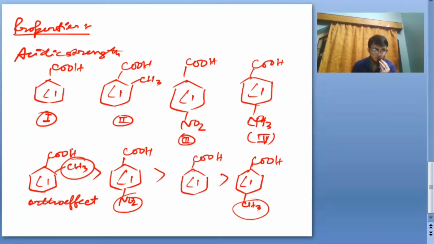Then the carboxyl group gets out of the plane, due to the steric hindrance, and the resonance will stop working. And when the resonance stops working, the benzoate ion has the maximum stability, because it has no +I or -I effect group, and its acidic strength will be the maximum. So that is why this has more acidity than these 3 acids.